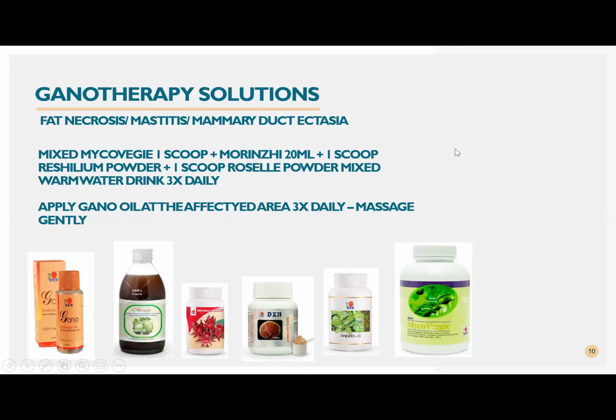Okay, for the first step, the inflammatory area, what we can suggest for fat necrosis, mastitis, mammary duct ectasia: you can take Mycoveg 1 scoop, Morinzi 20 ml, 1 scoop Orichallium powder, 1 scoop Roselle powder, mix in warm water and drink 3 times daily. And apply Gano oil at the affected area 3 times daily, with massage.